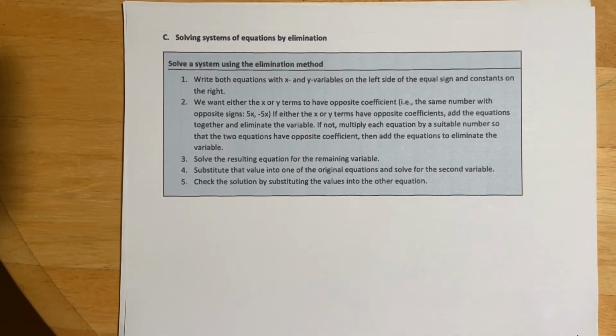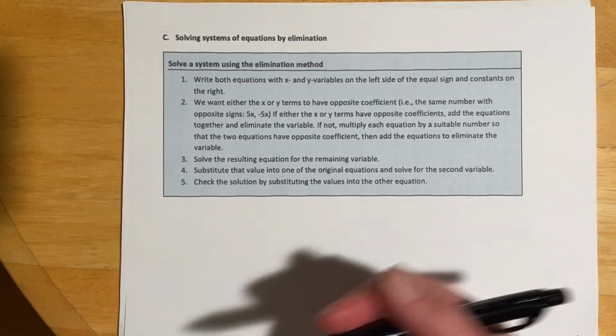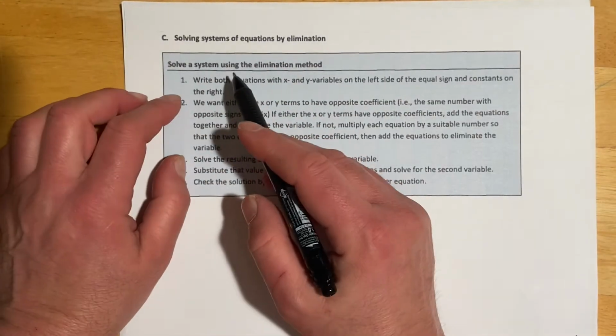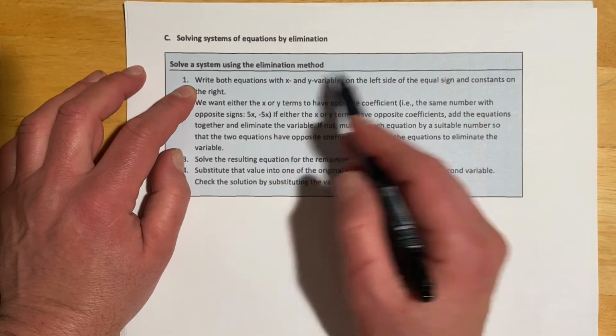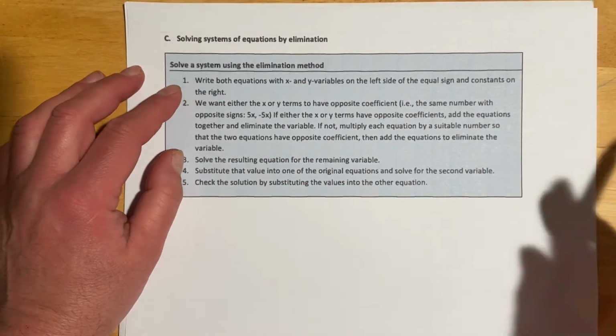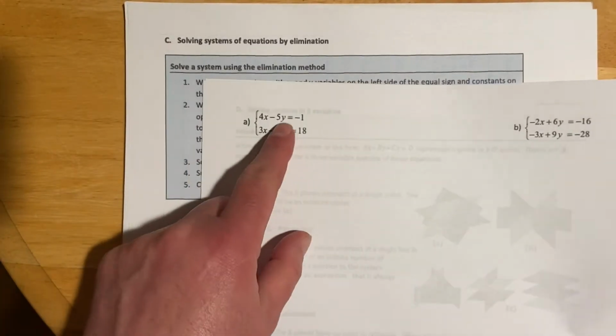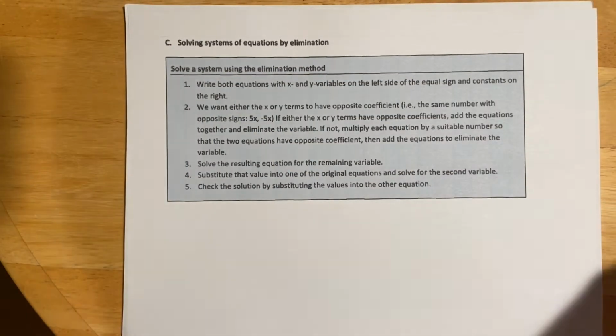Okay, so the next tip we have is solving systems of equations by elimination, also called the addition method, depending on which book you're looking in. And later it gets called the Gauss-Jordan elimination method when we use matrices with it. For this, let me go through the steps. We're going to write both equations with the x and y variables on the left side of the equal sign and the constants on the right.